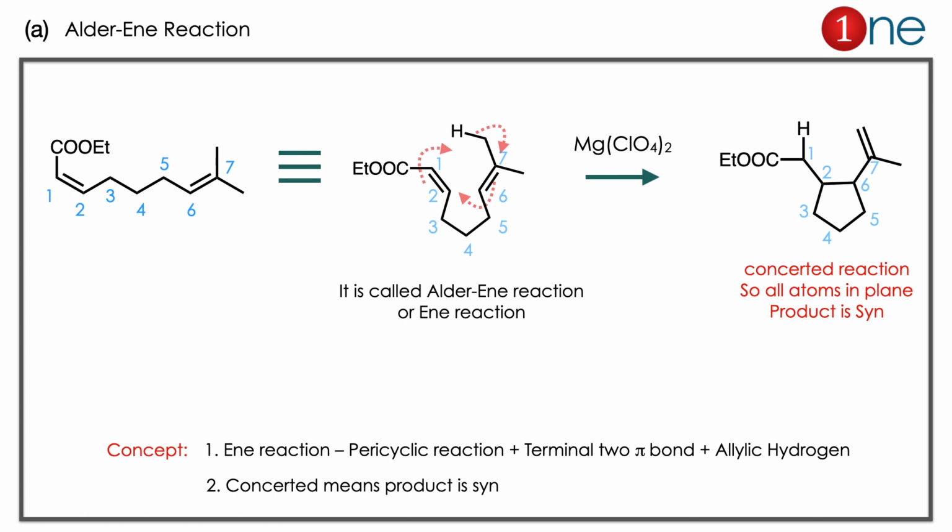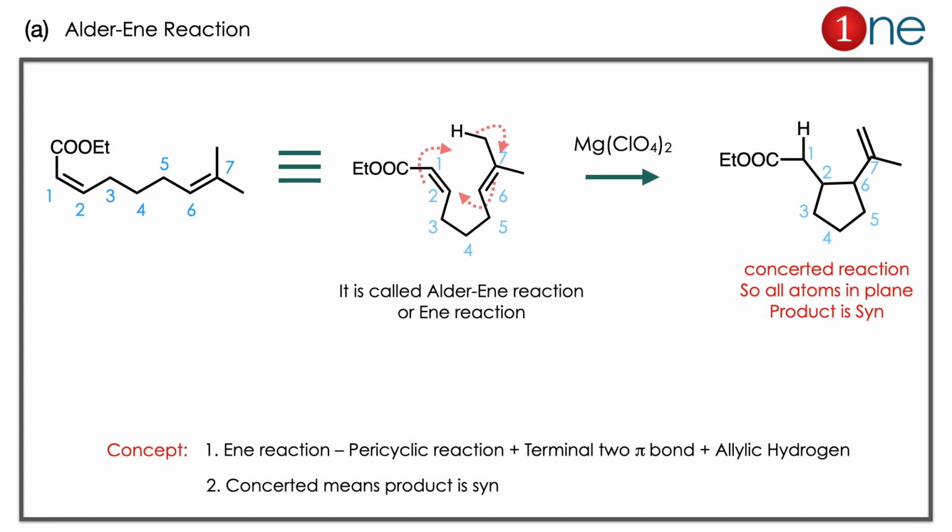Here we have to redraw the molecule nicely for cyclization. I have given the numbers for you. So if you redraw nicely for cyclization, the ene reaction occurs. The allylic hydrogen, which is the hydrogen there, will move towards the first carbon. So it moves and you have ring closure and you have the alkene formation.